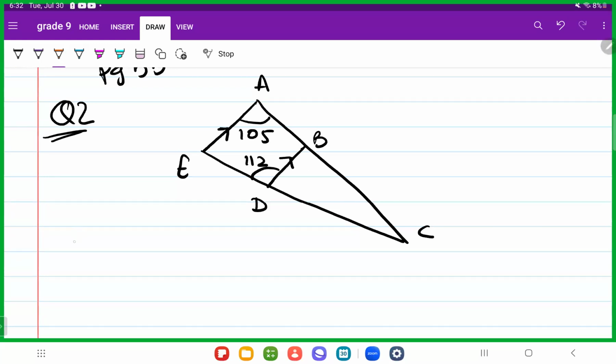Can you tell me which angle is ABD? So you go from A, B, D. So ABD would be this angle, right?